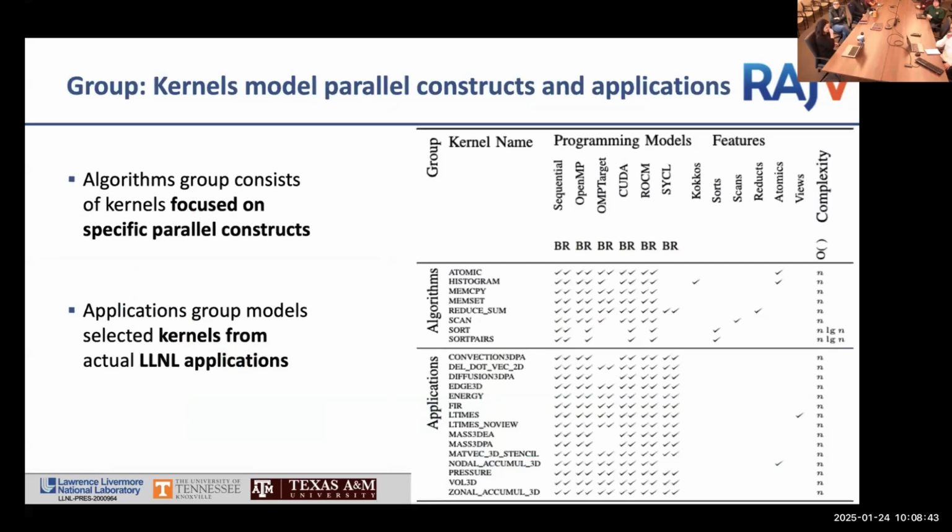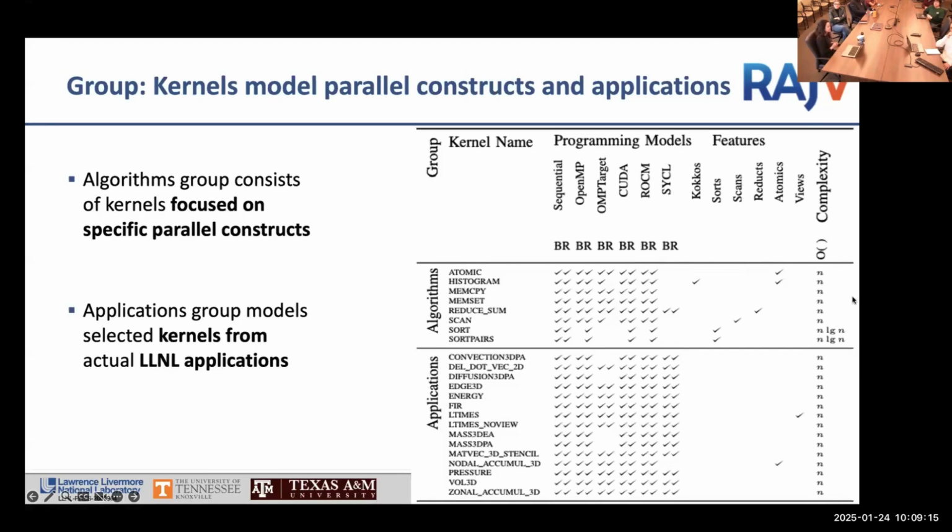So some of the groups that are in RAJA Performance Suite are the algorithms group. That consists of kernels focused on specific parallel constructs. You can see here atomic, sorts, scans. And then you'll see here the programming models that each of those kernels is implemented in, the features that it contains, and the complexity.